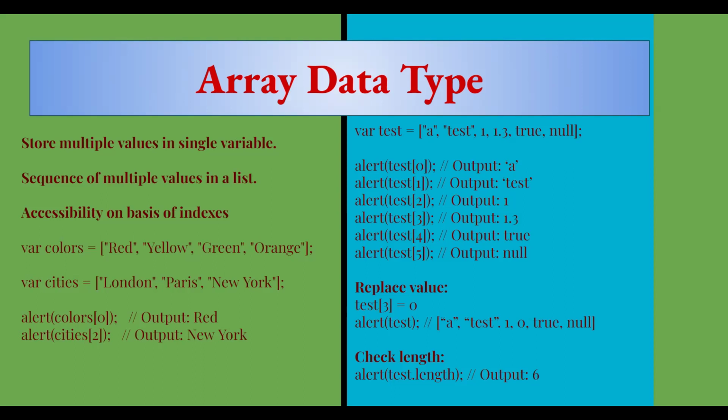You can replace the values of the array using a particular index. The test array is showing the value as 0 instead of 1.3 after replacing. You can check the length of the array using test.length. It will return the total number of values in that array.